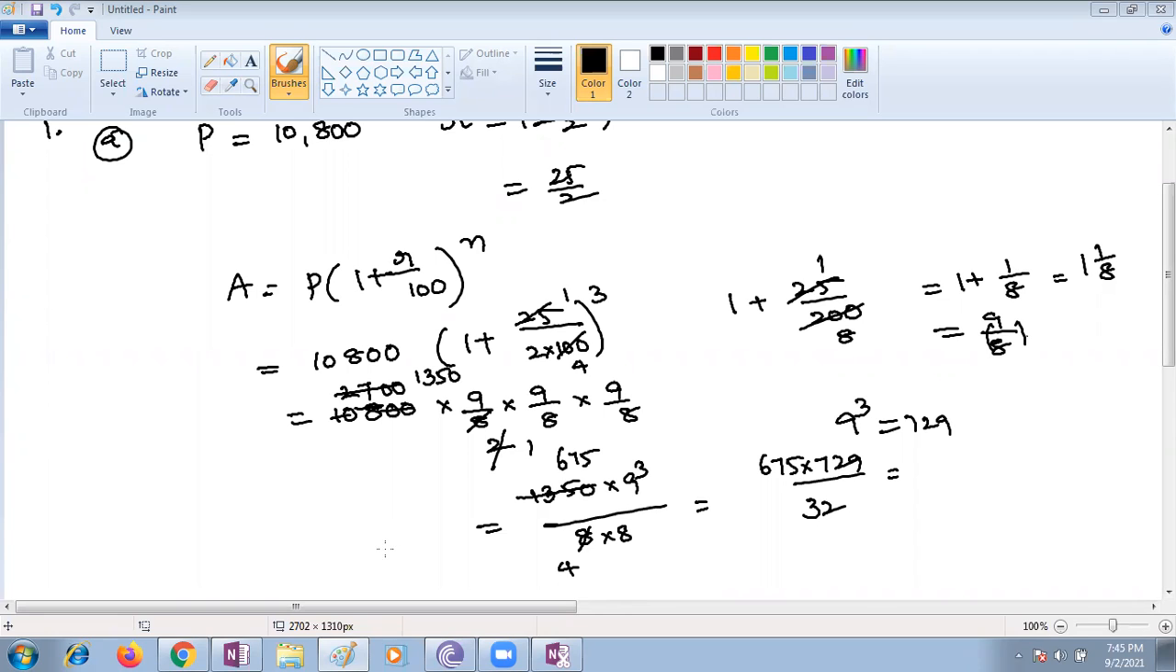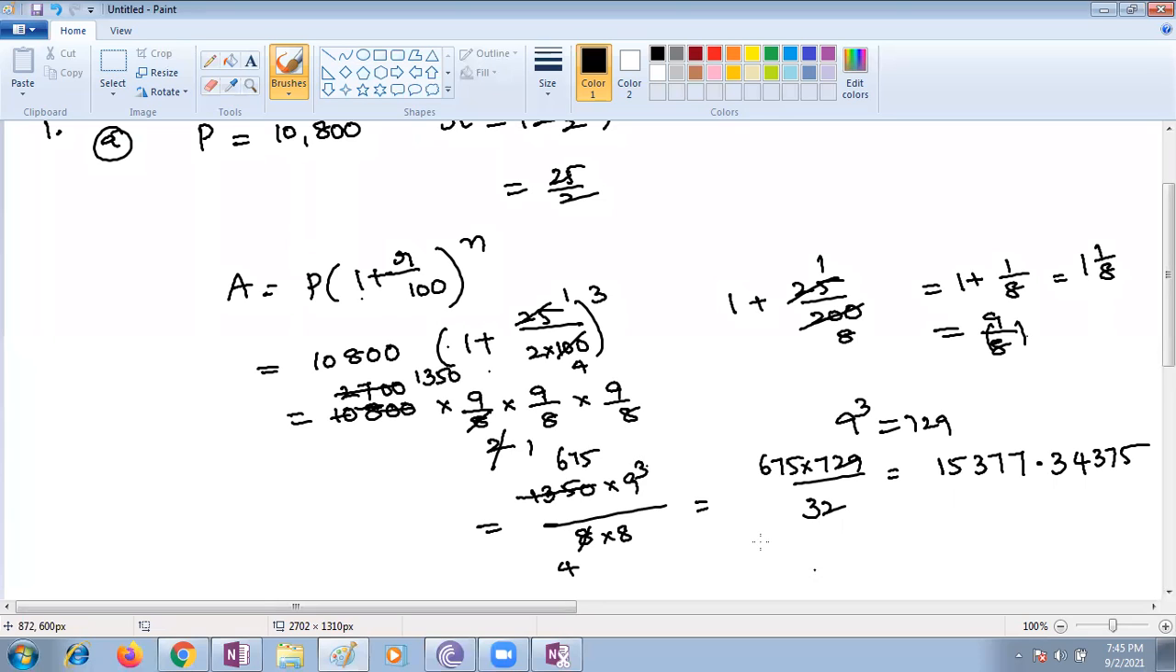Ma'am, I have a doubt for the B question. It is asking for 3 years, 6 months. What is the answer you are getting? 15,377.34375. Okay, so you can round off to just two decimals, children. Don't go that much.